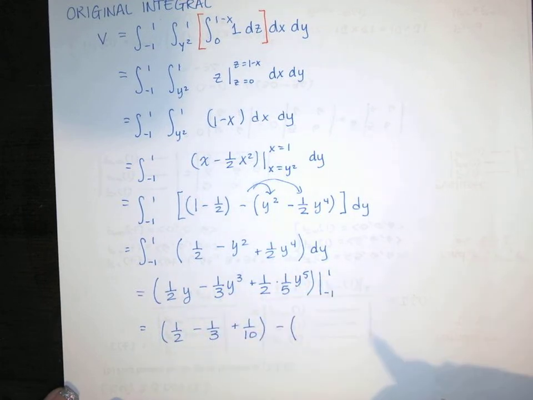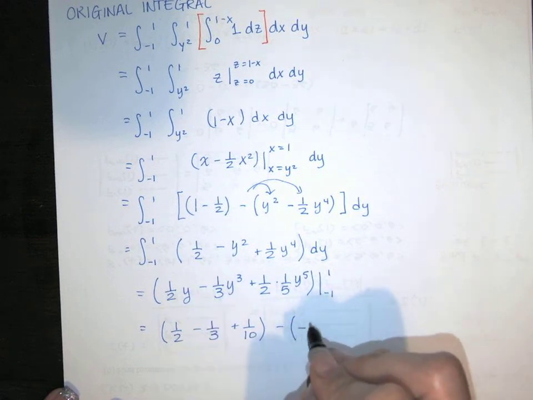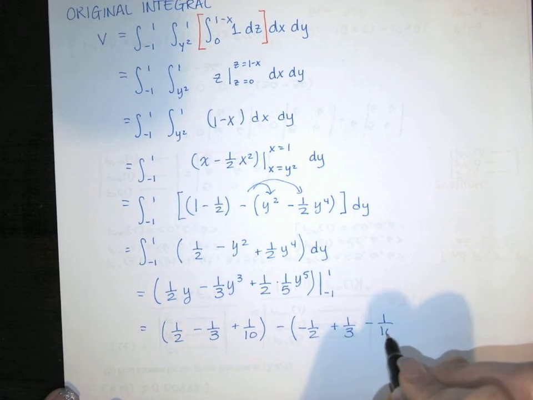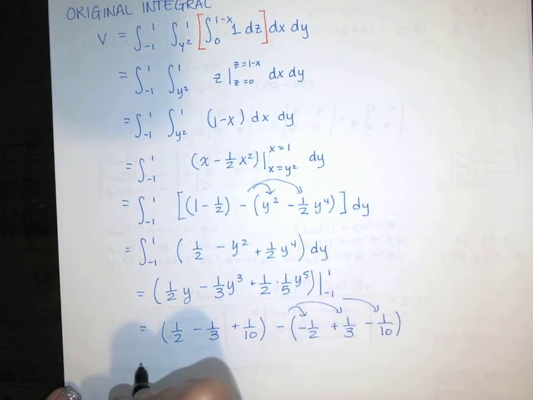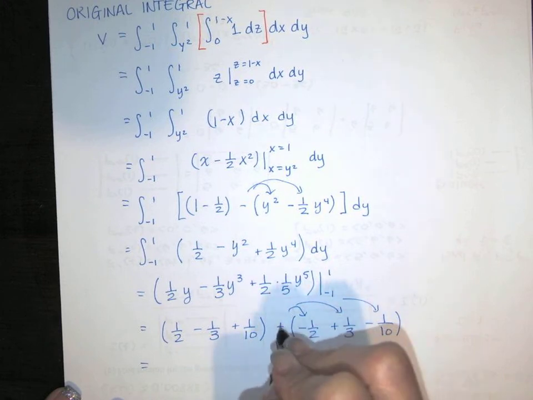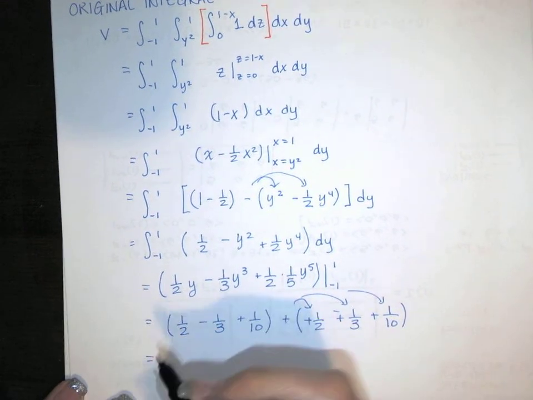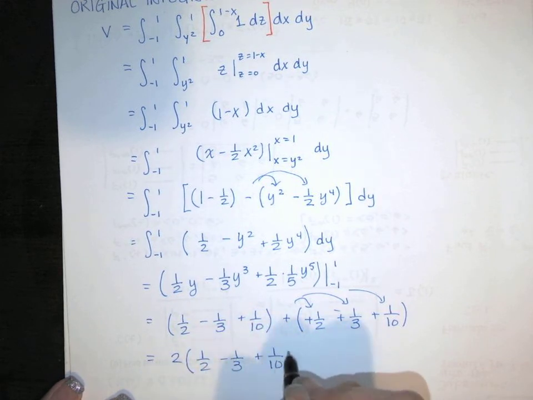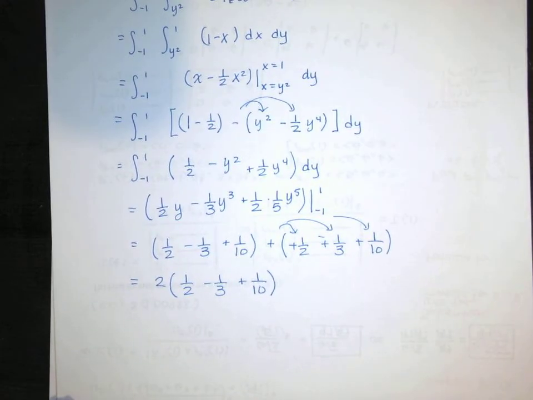And then we're subtracting when y is -1. When y equals -1, we get -1/2 plus 1/3 minus 1/10. And if we distribute that negative, we see we get a 1/2 there, and a minus 1/3 and a plus 1/10. That's the same thing we had over here. So that's our answer.